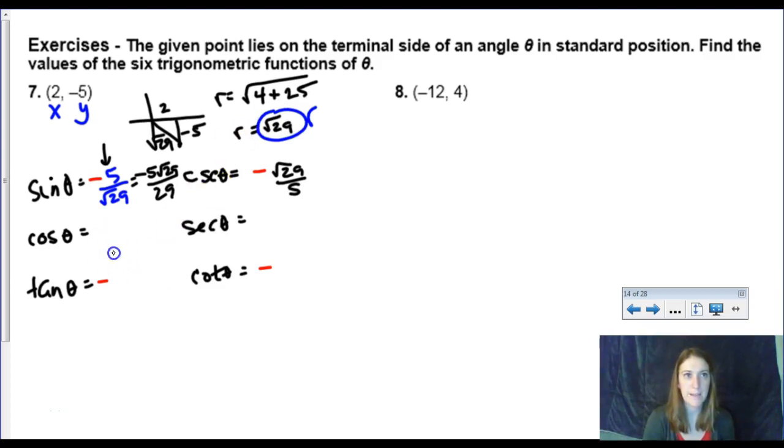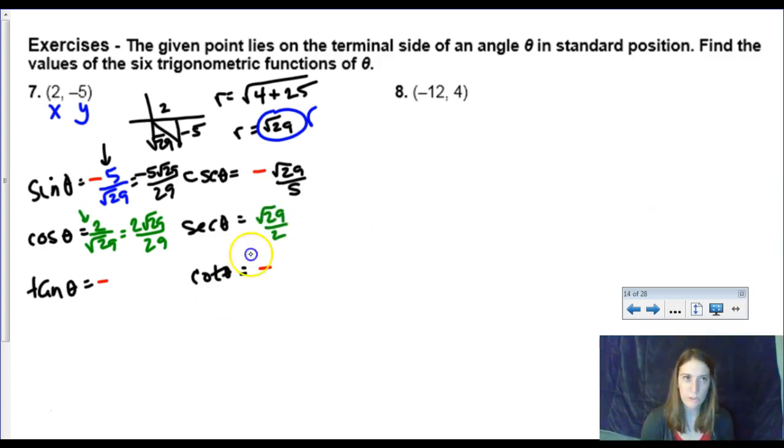Cosine is x over r, so that would be 2 over the square root of 29. Again, we're going to have to rationalize that and get 2 square roots of 29 over 29. Secant is going to be the reciprocal of this original setup, so square root of 29 over 2.